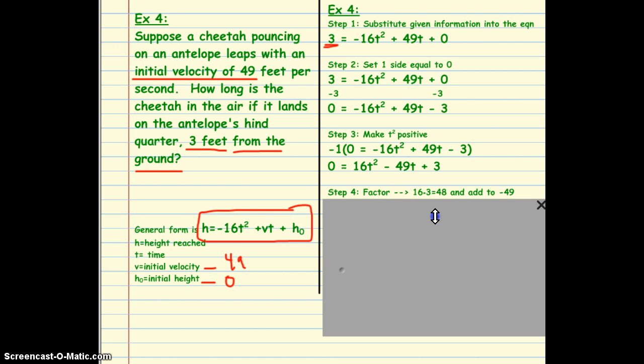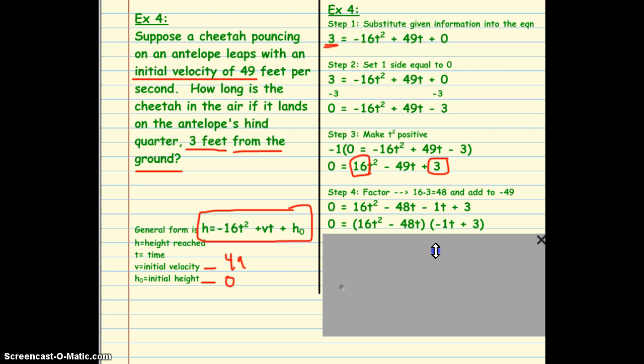Now we have everything set up and we are going to factor. So we've got 16 and 3, so we need to do 16 times 3, which is 48. So we need to find factors of 48 that add to -49. Well, the only one that I can think of is -48 and -1. So we're going to rewrite with those factors. So 16t squared minus 48t minus 1t plus 3. Okay, go ahead and group them. And let's go ahead and factor.